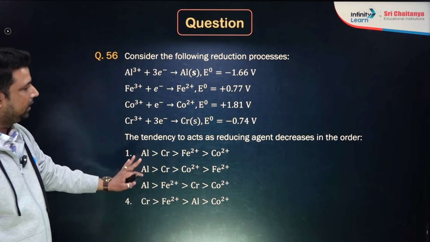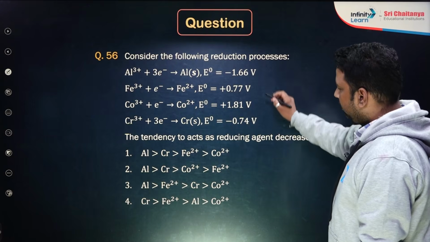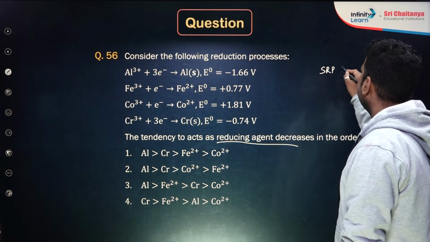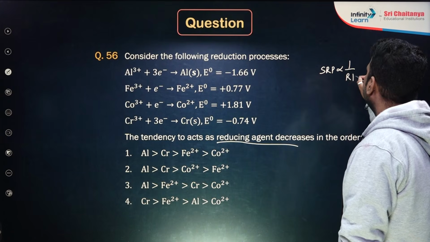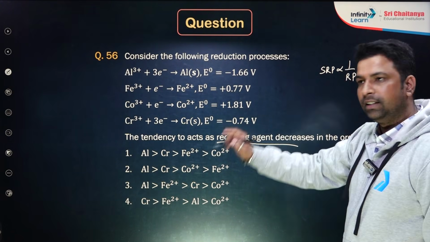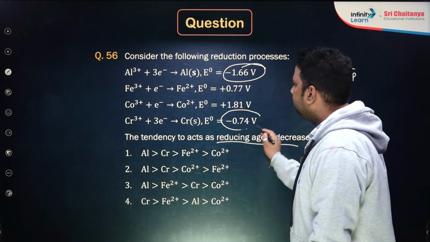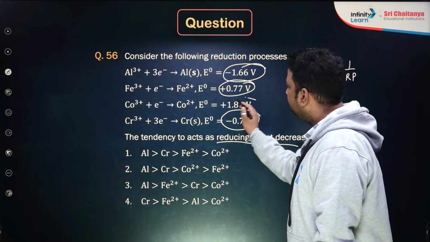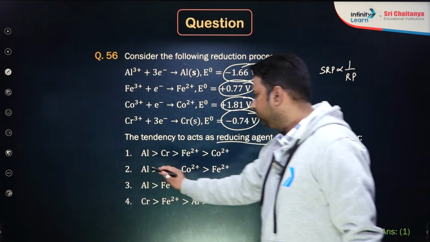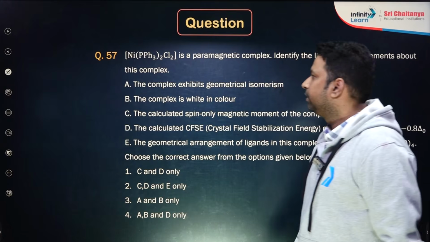It is basically a database question. They are asking for the reducing agent. Standard reduction potential is inversely proportional to reducing power. The lower the reduction potential, the greater the reducing power. So aluminium should be most, then chromium, then iron and then cobalt, and it is given in your first option. So the first will be correct. Okay, come to the next.